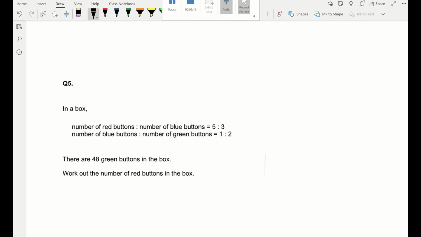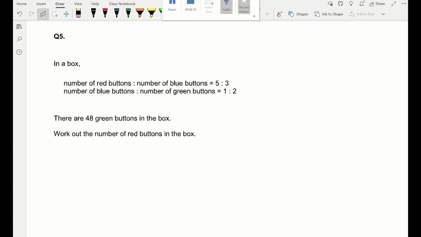Okay, and question 5 is about ratios. In a box, the number of red buttons to the number of blue buttons is 5 to 3. So red to blue. And the number of blue buttons to green buttons is 1 to 2. There are 48 green buttons in the box. Work out the number of red buttons in the box. So blue to green is 1 to 2. Green, I put there in the green column.